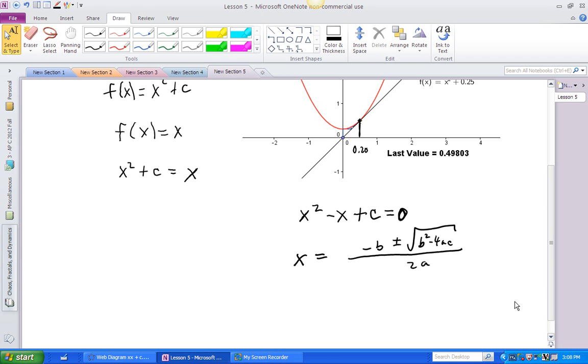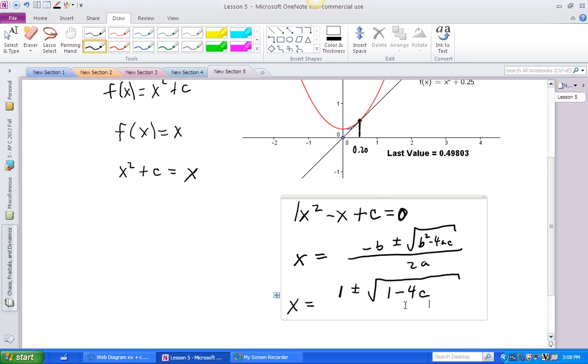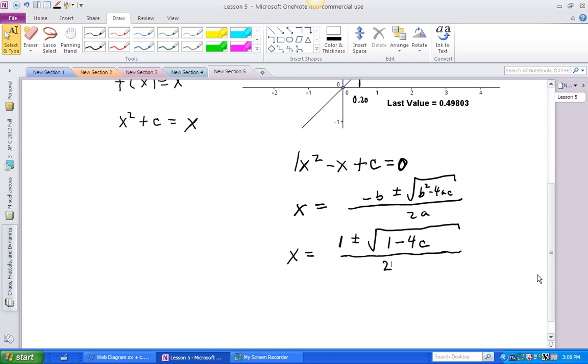There's our old friend, the quadratic formula. And we're going to plug in negative b. b is negative 1, the coefficient of x, so that would be 1, plus or minus the square root of b squared, which would be negative 1 squared, which is 1, minus 4a, where a is the coefficient of x squared, which is 1, times c, and c is in fact c, over 2a. 2 times 1 is 2. And there we have the equation of x for a fixed point.